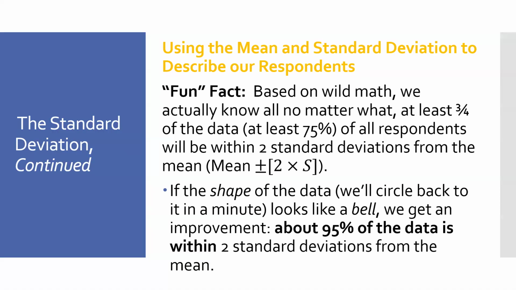But the cool part is actually, if I were to take my mean and my standard deviation, take two standard deviations above and two standard deviations below, at least 3/4 of all respondents are going to be between those two standard deviations from the mean, no matter what. Math has proven that at least 3/4 will be within that range. If the shape of the data actually looks like a bell, and we'll get back to shapes and bells in a couple slides going forward, we actually get an improvement from at least 75%. We said about 95% of the data is going to be within two standard deviations from the mean.